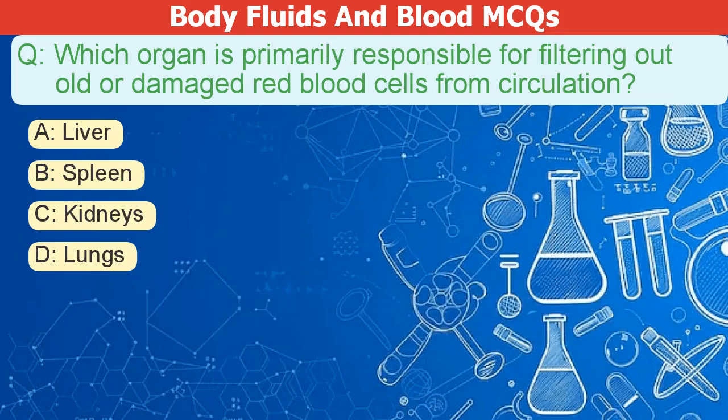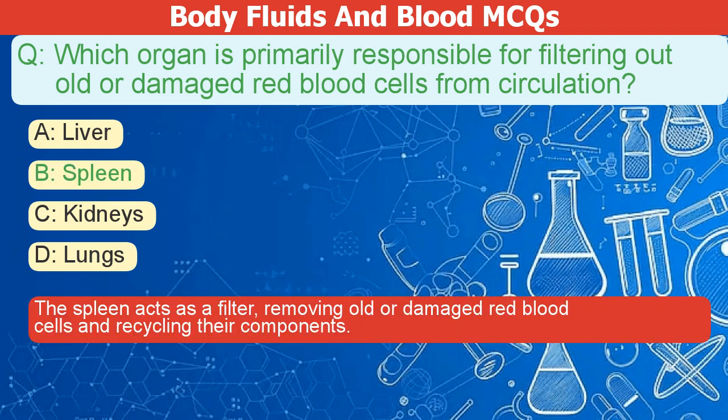Which organ is primarily responsible for filtering out old or damaged red blood cells from circulation? A. Liver. B. Spleen. C. Kidneys. D. Lungs. The correct answer is B. The spleen acts as a filter, removing old or damaged red blood cells and recycling their components.